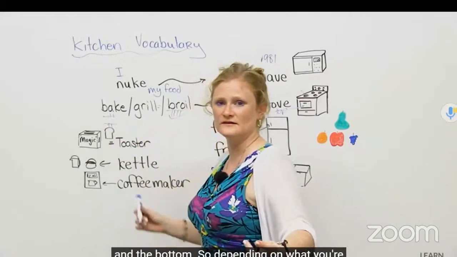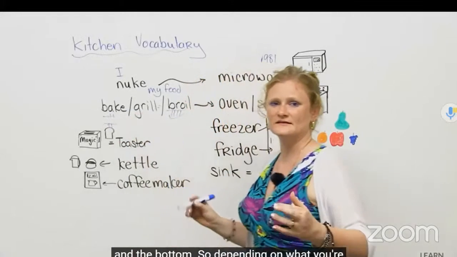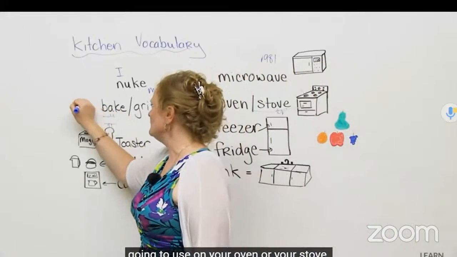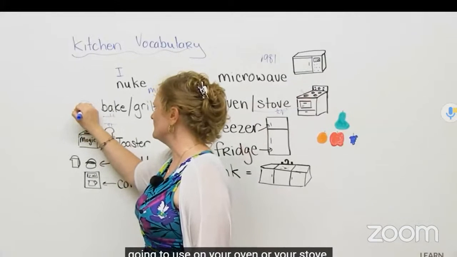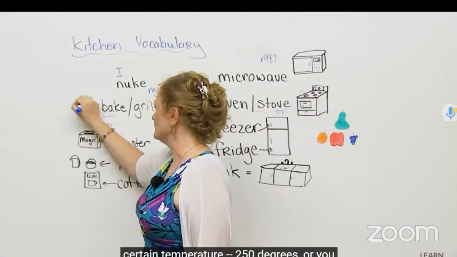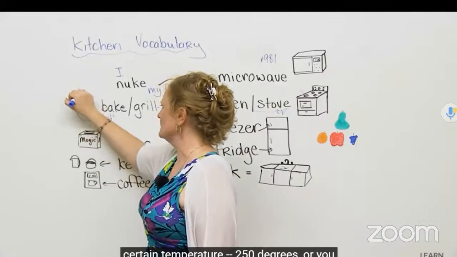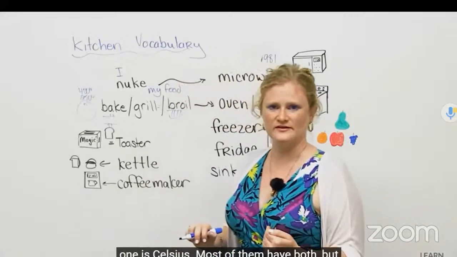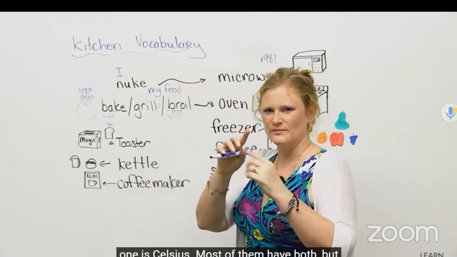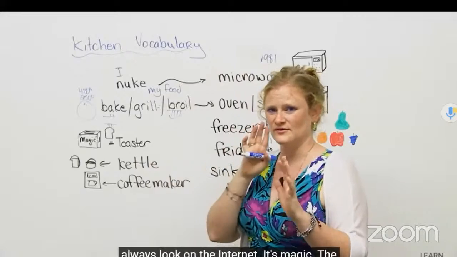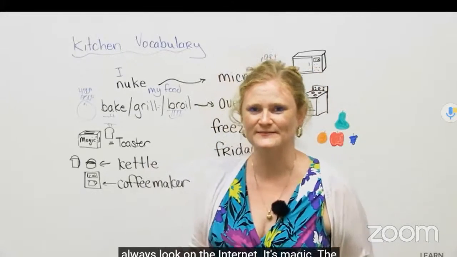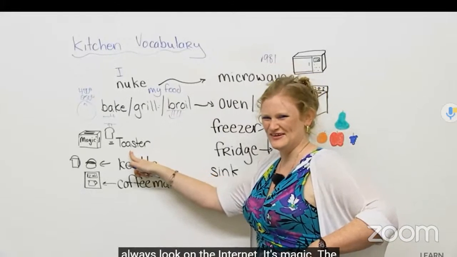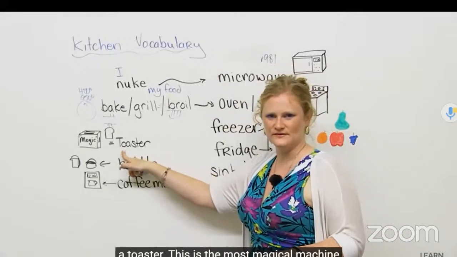So depending on what you're cooking would be the setting that you're going to use on your oven or your stove. When we bake something, we usually have a certain temperature, 250 degrees, or you can have 400 degrees. One is Fahrenheit and one is Celsius. Most of them have both, but if you don't know on your recipe, you can always look on the internet. It's magic.